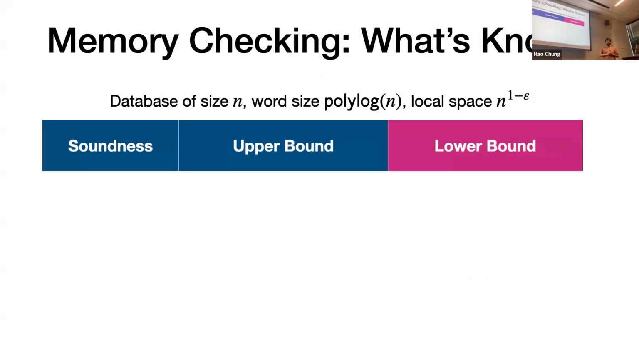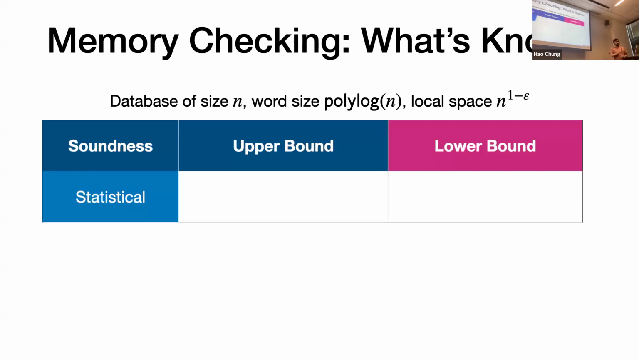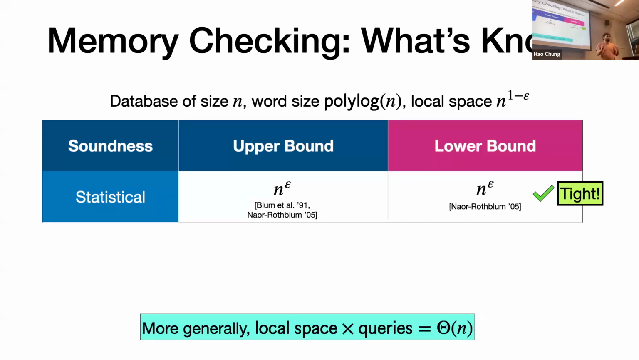Let me talk about what's known in terms of query complexity, in terms of constructions. There are two notions of soundness you can consider. I'll talk about statistical soundness, where we want soundness against adversaries that are computationally unbounded. In this case, for local space n to the 1 minus epsilon, there's a construction that gets n to the epsilon query complexity. And there's actually a matching lower bound up to constant factors. So this is tight. More generally, there's a trade-off that says anything where the space times the query complexity is linear, you can achieve, and this is going to be tight.